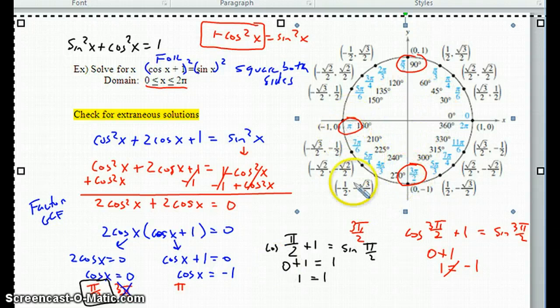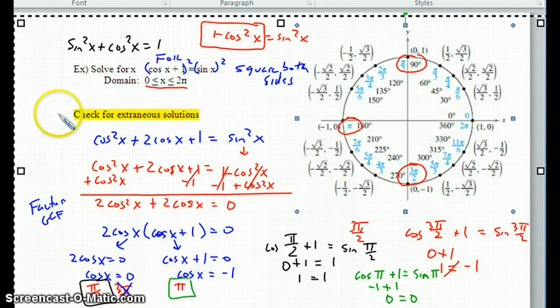And finally, let's test the pi. So it would be cosine of pi plus 1. Does that equal the sine of pi? So cosine of pi, if I go over here, it looks like cosine of pi is negative 1. When I add 1 to that, I get 0. The sine of pi is 0. So that tests out as well.